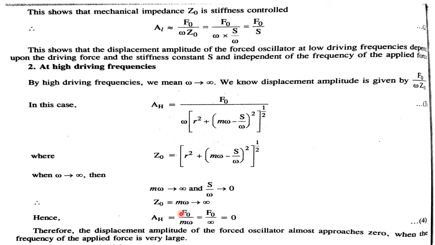Means our forced oscillator basically does not oscillate at very high frequency. That means very high frequency is not required for the forced oscillator. That means the displacement amplitude of the forced oscillator almost approaches zero when the frequency of the applied force is very large. So this is not practically feasible. That means our forced oscillator does not require a very high value of frequency of the driving force.